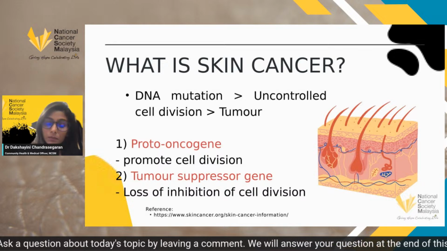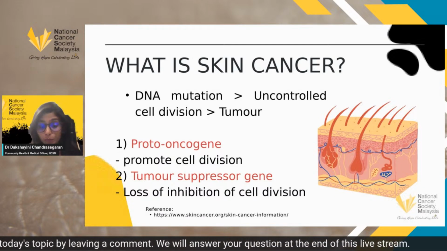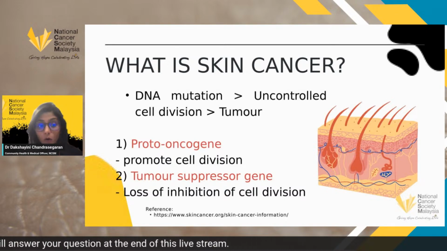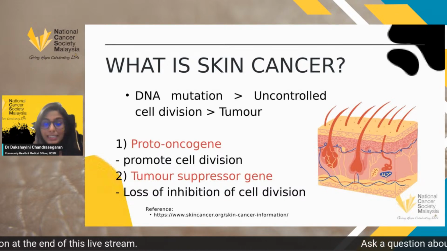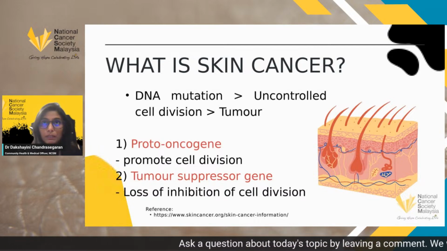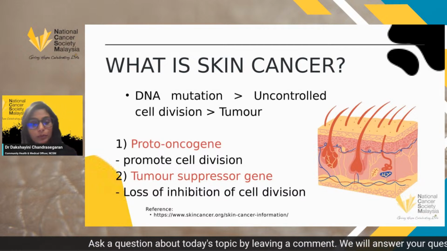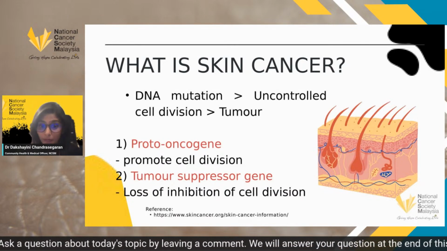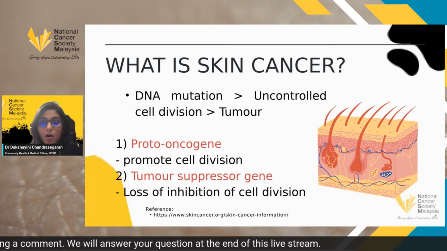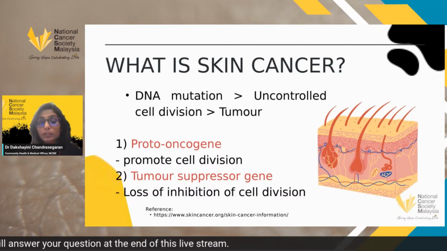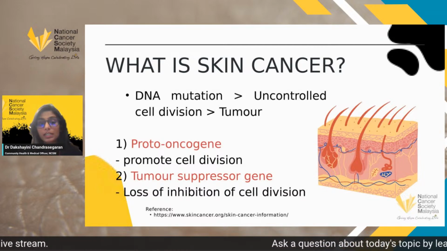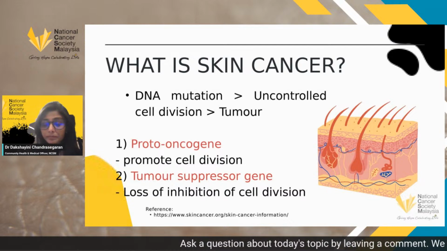Typically, these mutations occur in proto-oncogenes, which result in promotion of cell division, or mutation in your tumor suppressor genes, which result in loss of inhibition of cell division. You can think of proto-oncogenes as your accelerator or gas pedal, and your tumor suppressor genes would be your brakes. So too much acceleration or an inability to brake would lead to uncontrolled cell division. As a result, your mutated tumor cells will start piling up and then they become a tumor mass.